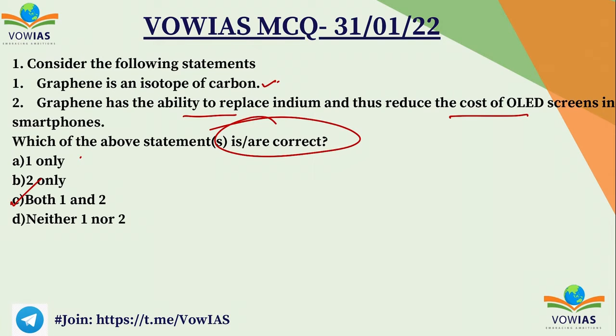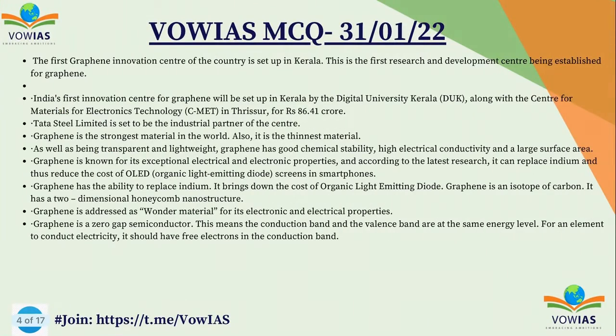So graphene, as you know, is the isotope of carbon. Isotope means same atomic number but different mass number. That is called an isotope. Recently the first Graphene Innovation Center was set up in Kerala. This is the first R&D center established for graphene. India's first innovation center for graphene is set up in Kerala along with the Center for Materials for Electronic Technology, CMET, in Thrissur with about 86.41 crores. Tata Steel Limited is said to be the industrial partner for the center.